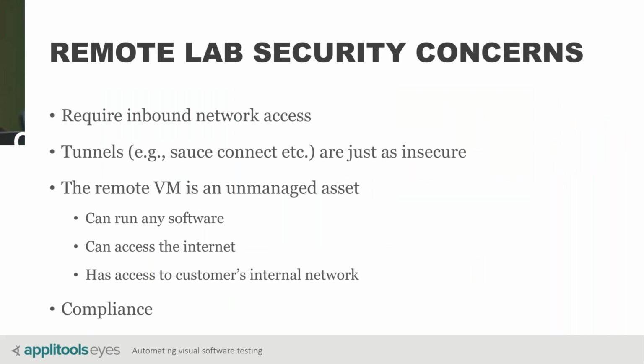So what is this security concern that many teams are afraid of? In order to test the application from the outside, you need to allow inbound network access from the outside world. All vendors also offer secure tunnels, but these tunnels just allow that access again, maybe with a little bit less IT hassle, but they are just as insecure as allowing inbound network access. And the big worry here is that the remote virtual machine is basically an unmanaged asset as far as the organization is concerned, because you can load any software that you want into those VMs in order to run your tests, any dependencies, so basically any code can run there. Those VMs have free access to the internet, and they also have access to your internal network.